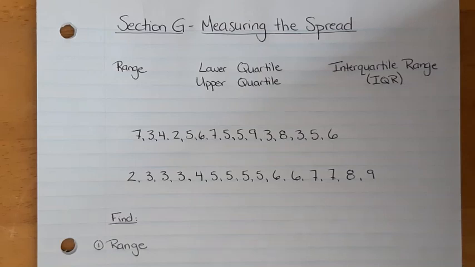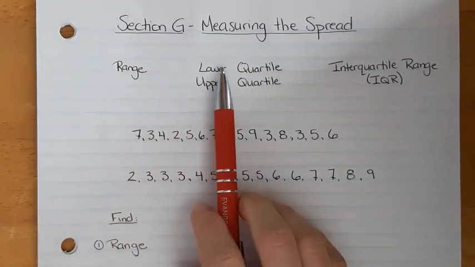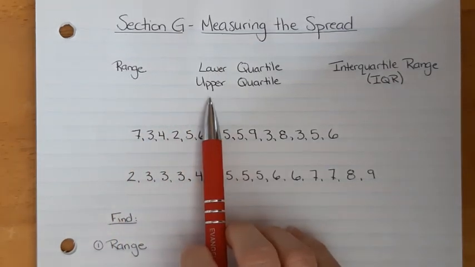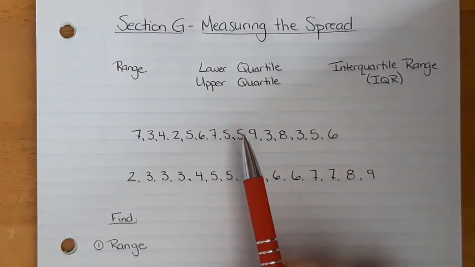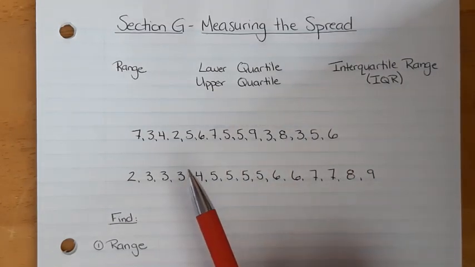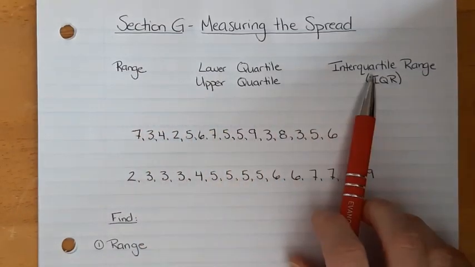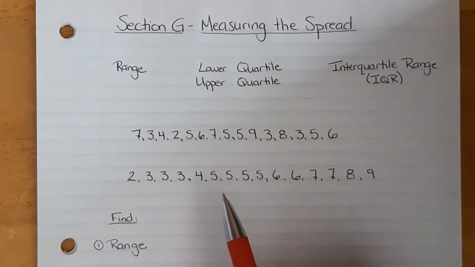It's looking at the larger scale of things, like how far apart are our data values, how spread out are our data values. And so we're going to look at a few different measures to do that. We're going to look at range, we're going to look at upper and lower quartiles, and we're going to look at the interquartile range. So I think the easiest way to go about doing this is just to run through an example, and we'll show you how to find each of those things and talk about what they are and what they mean.